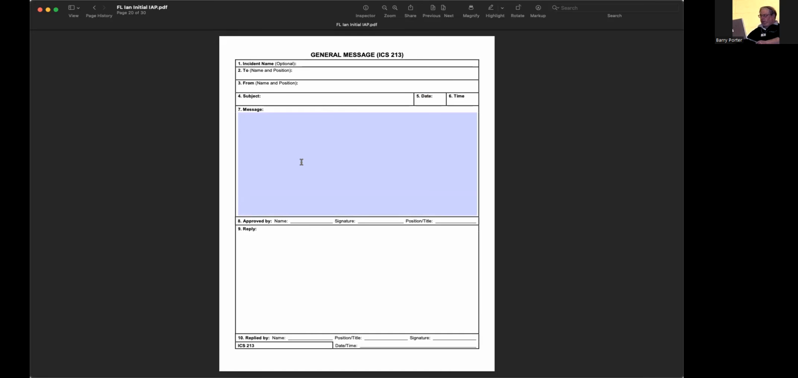HAMs generally don't initiate an ICS 213. It has to come from someone that's in charge of whatever agency that we're at, or whatever shelter or EOC that you're at. And then we just send it out to the next group. If you get a reply, you fill in the reply here. It's helpful to have an incident name, and it's helpful to assign consecutive numbers to these. It makes tracking the messages easier.